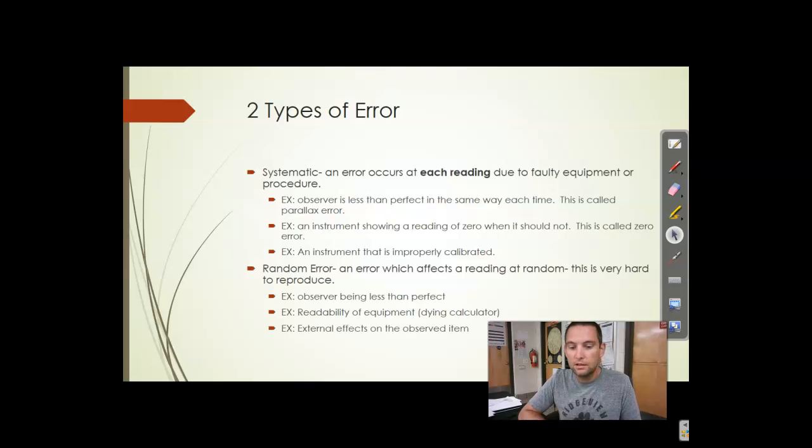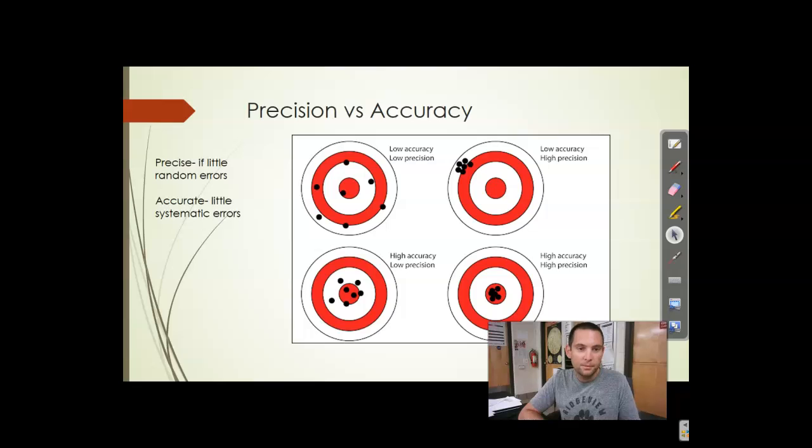External effects on the observed system. If you're taking a measurement and there's a wind blowing, so that adds some extra force behind something, so your force sensor's off. Those types of errors are random. If there's little random errors, then we are said to be precise. If there are little systematic errors, then we're said to be accurate. Ideally, we want to live in this neighborhood here: high accuracy, high precision.